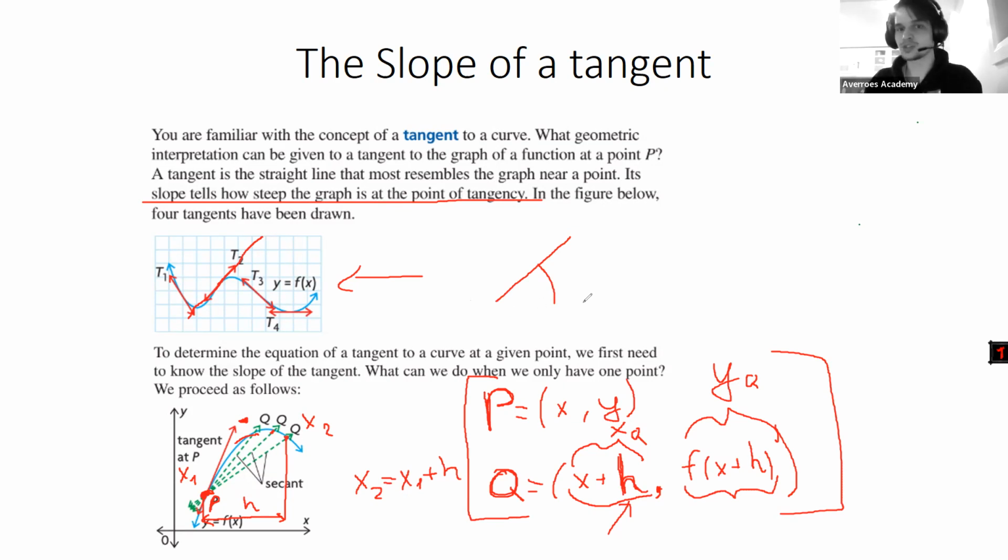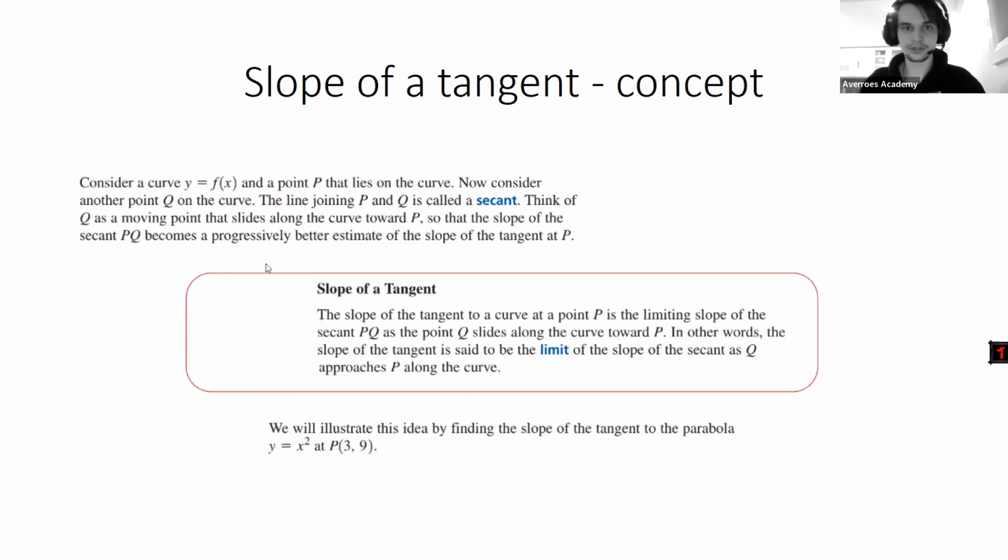How steep is the graph? How fast is it growing? How slowly is it growing? This is all the information that slope can give us. So let's move on, and here's some more definition. So this is what I said.